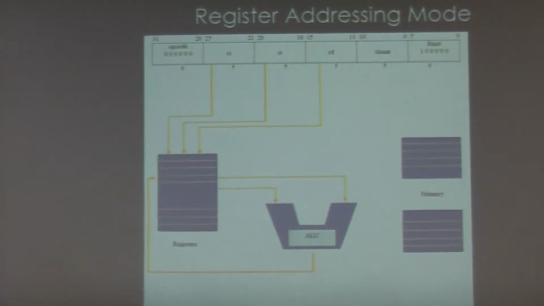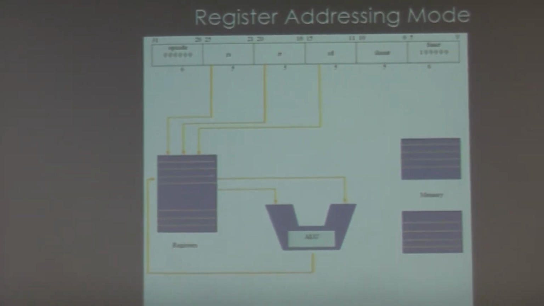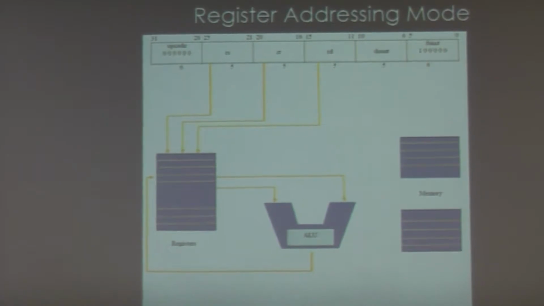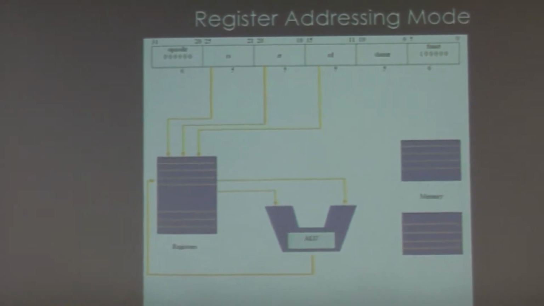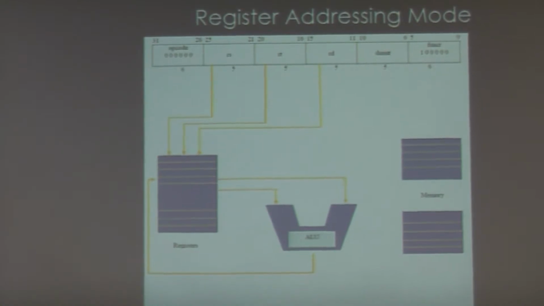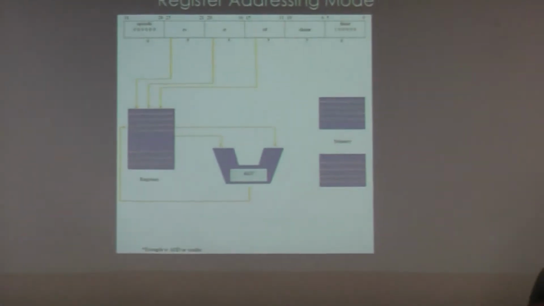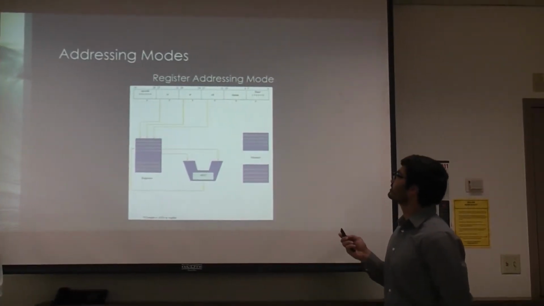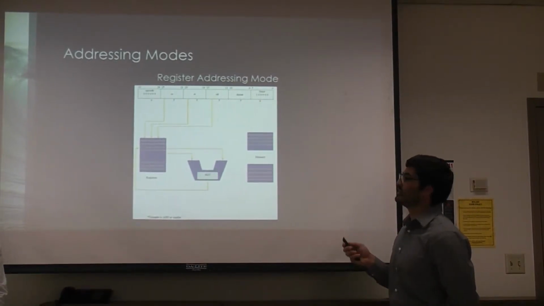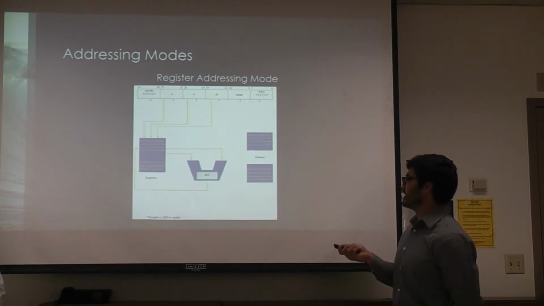Here we have register addressing mode. For this addressing mode, all of the opcodes, the most significant bits are going to be 0 hex. We have RS, which is the first source address. We have RT, the second source, and RD, the register destination. And we have our shift amount and the function which dictates whether it's an add or subtract. And an example of this would be an add.